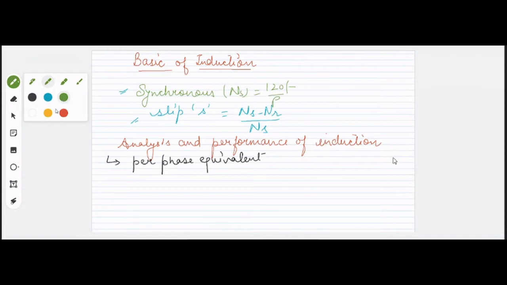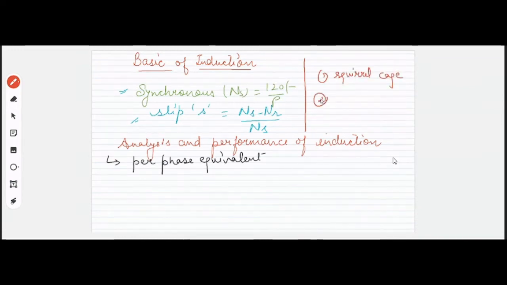As far as this per phase equivalent circuit of a polyphase induction motor is concerned, polyphase induction motors are of two types. We can classify the three phase or polyphase induction motors into two categories. One is squirrel cage type and the other is wound rotor or slip ring motor type, right? And they are both on the basis of the kind of rotor being used.